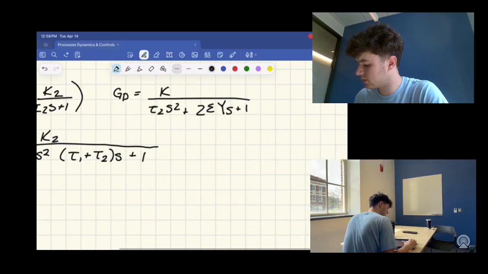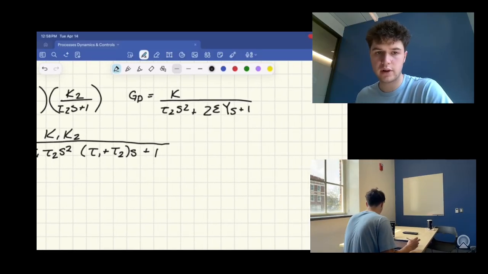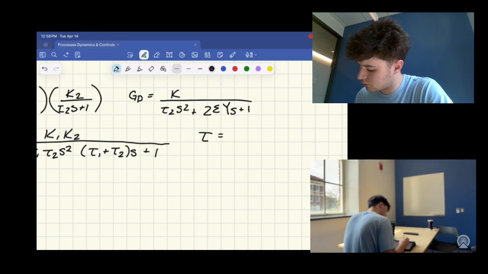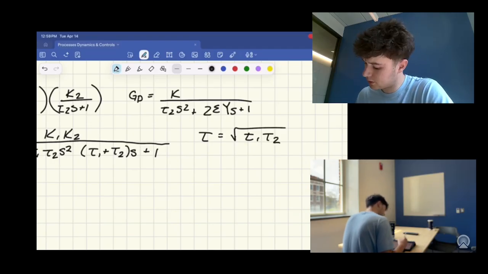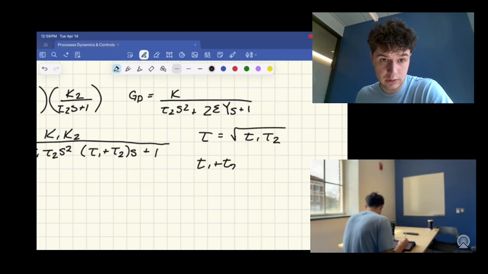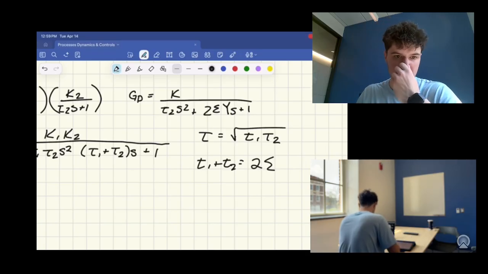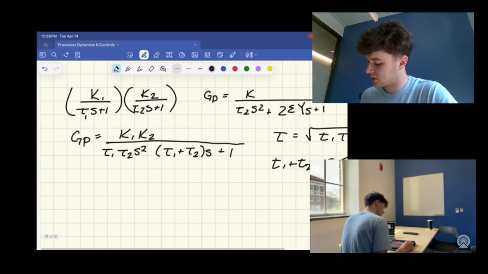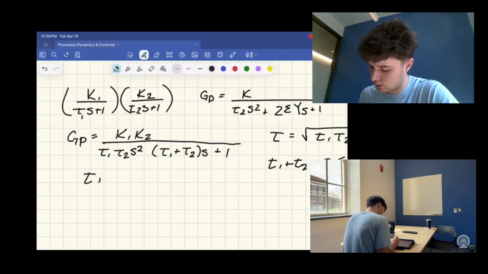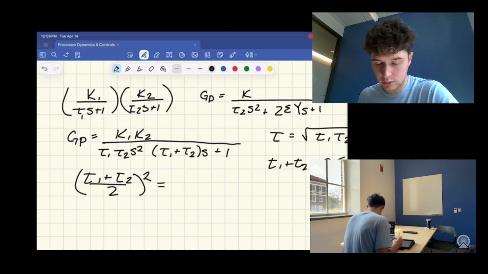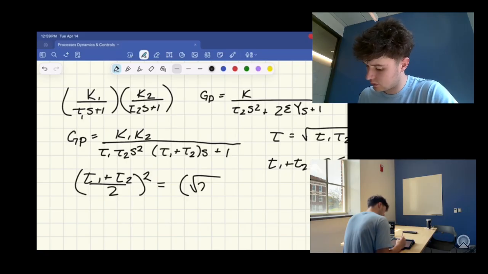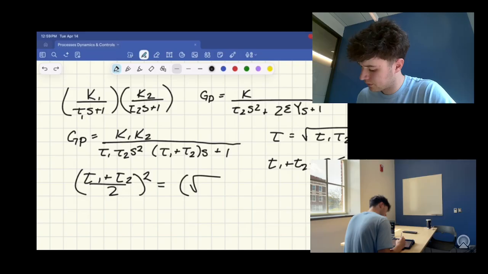So now we want to break this down even more, and we want to say that tau is equal to the square root of tau 1 tau 2, and then also tau 1 plus tau 2 is equal to 2 zeta. And when you rewrite this, you can say that tau 1 plus tau 2 over 2, squared, is equal to the square root of tau 1 tau 2, squared.